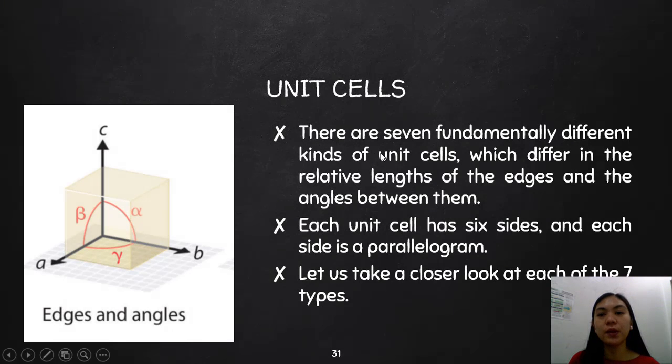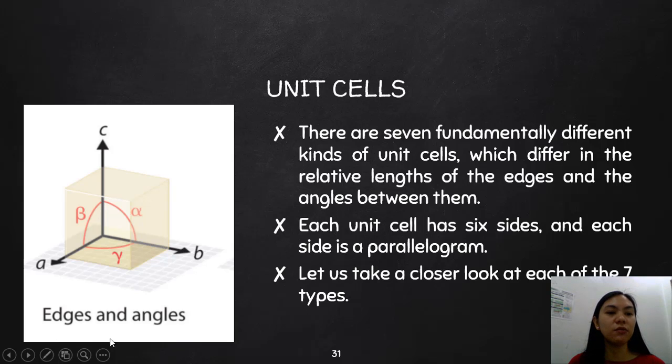So it says here, there are 7 fundamentally different kinds of unit cell which differ in the relative lengths of the edges and the angles between them. Each unit cell has 6 sides and each side is a parallelogram. Let us take a closer look at each of the 7 types. Kumbaga, pag in-imagine mo yung unit cell, syempre 3-dimensional yan, di ba? So, we will represent the 7 types of unit cell following the edges and the angles.